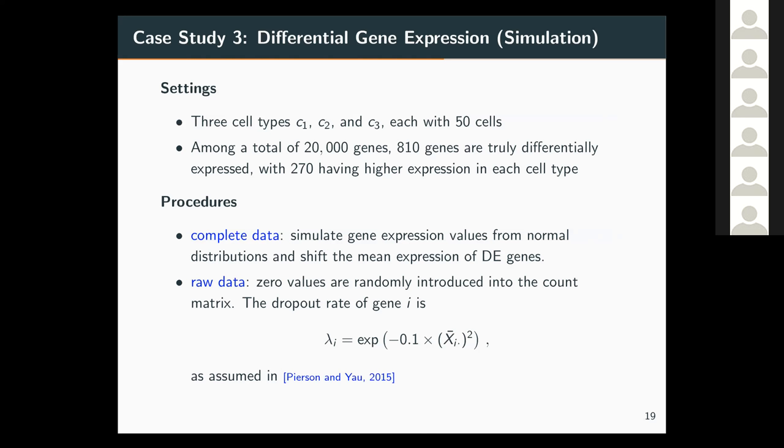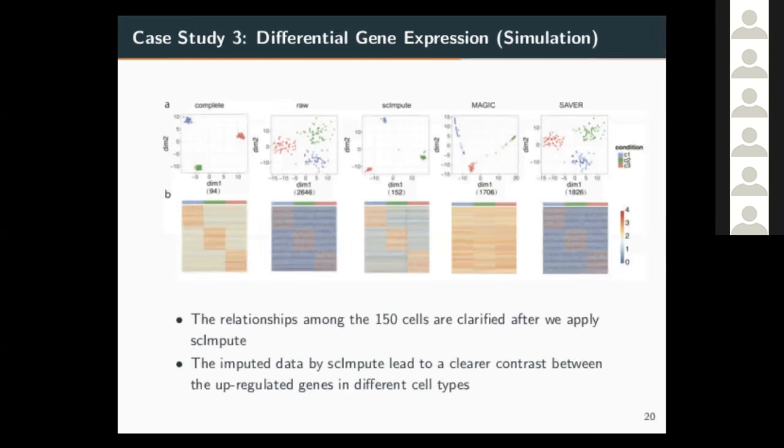And this is also an assumption that is used in the ZIFA dimension reduction method. After we introduce the dropout values, we refer to the count matrix as the raw data. And then we apply three different imputation methods, scImpute, MAGIC, and SAVER, to the raw data and compare their performance.